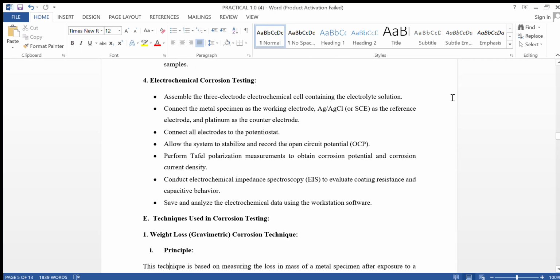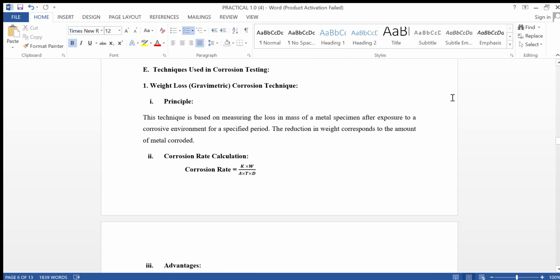Next, our point is techniques that are used in corrosion testing. First one is the weight loss gravimetric corrosion technique. Its principle is that this technique is based on measuring the loss in mass of a metal specimen after exposure to a corrosive environment for a specified period. The reduction in weight corresponds to the amount of metal corroded. Its formula or calculation is: corrosion rate equals K times W over A times T times D.